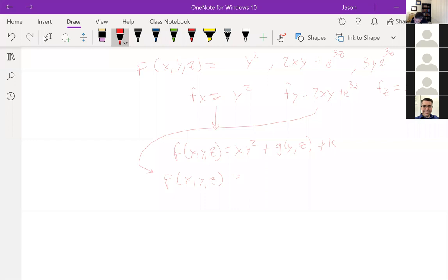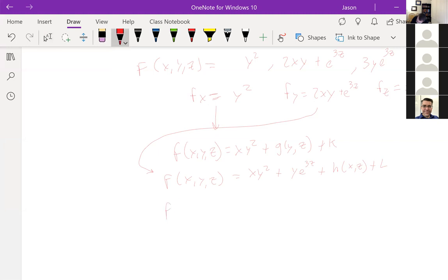Okay, so now integrate this on y, treating x and z as constants. So this is going to be xy squared plus y e to the 3z. Plus, this could be anything involving x and z as my constant, so I would say maybe h of x, z, plus some constant.